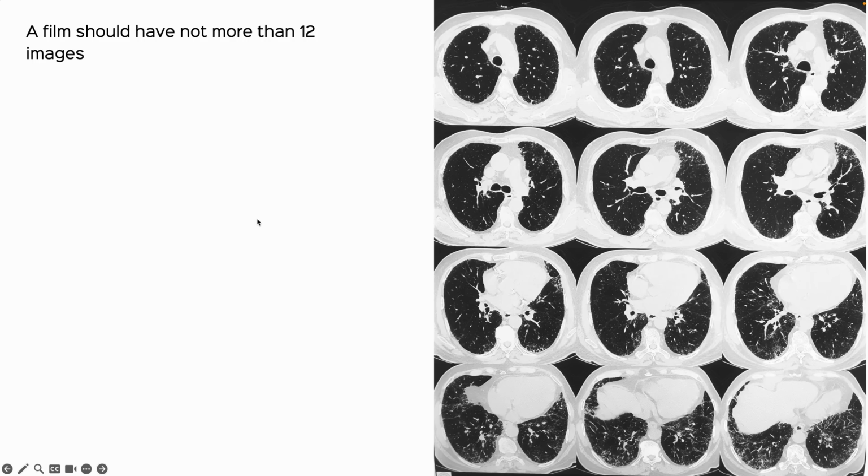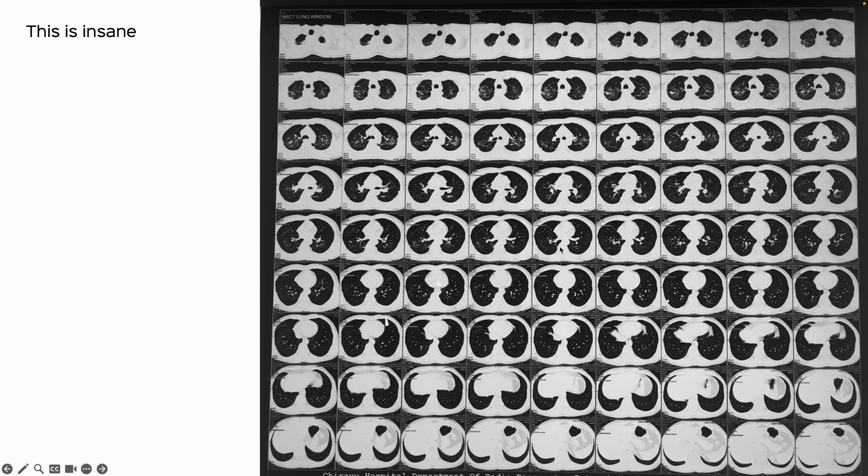And then documentation. If you are still giving films, then there should not be more than 12 images so that you have that amount of resolution to be able to make out what's going on. This is insane. This is how many? 3, 6, 9, and then 3, 6, 9. 9 nines are 81 images. I mean, seriously, even with a magnifying glass, you've already lost the resolution within the film. So it's insane. Why are we even bothering to do this?